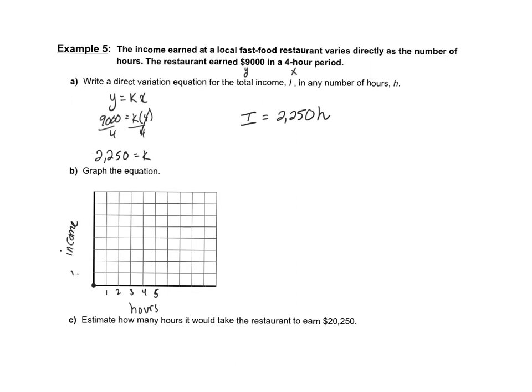And I can count up by 1,000. Right, so in 1 hour it's going to be 2,250. In 2 hours it will be double that, so 4,500. And we can connect this to make our line. I just forgot my 0, 0, so let me add that in.